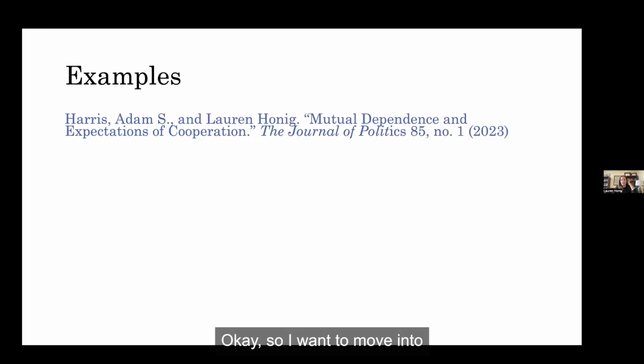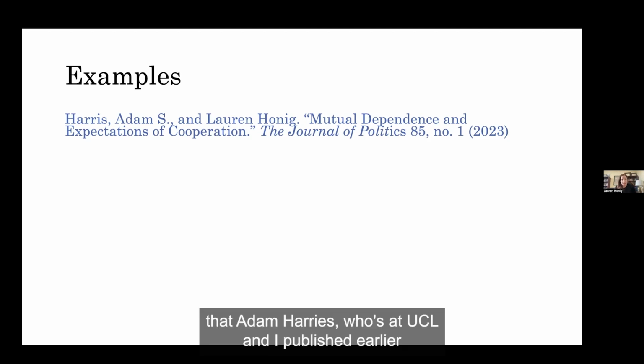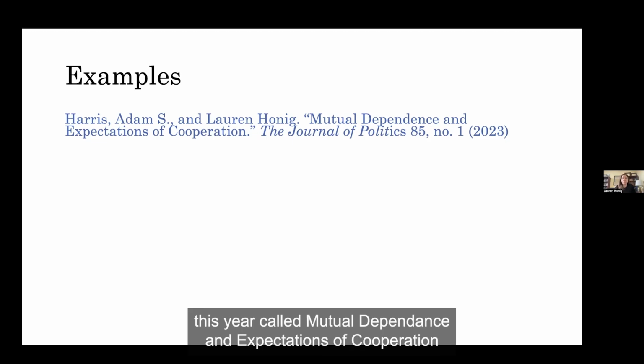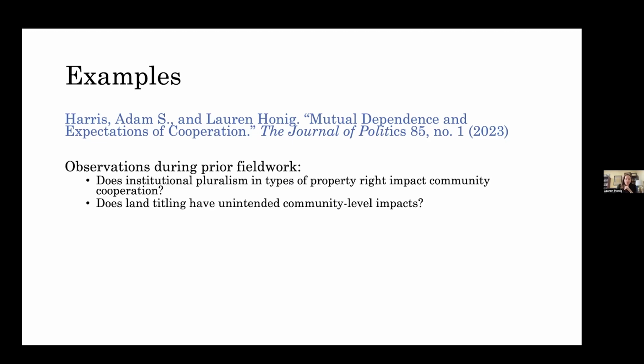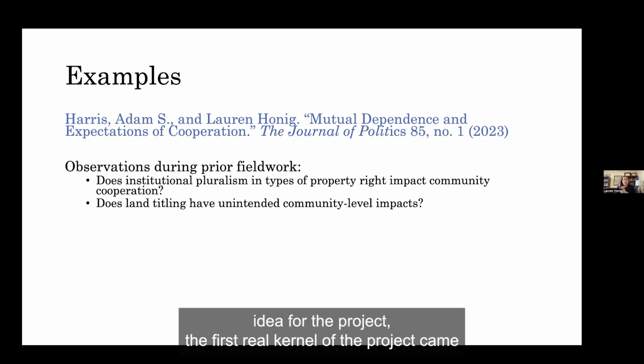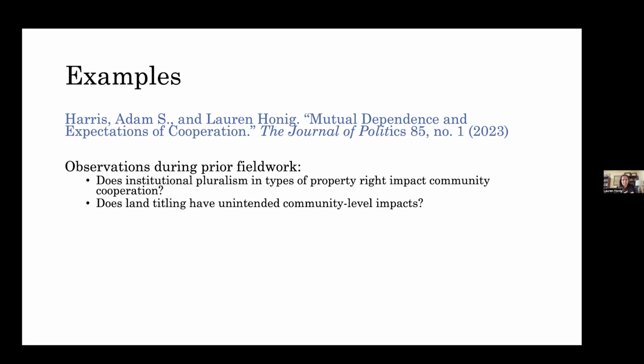Okay, so I want to move into an example. And so this example is from a paper that Adam Harris, who's at UCL, and I published earlier this year, called Mutual Dependence and Expectations of Cooperation. And the initial idea for the project, the first real kernel of the project, came from observations during prior fieldwork about land titling.